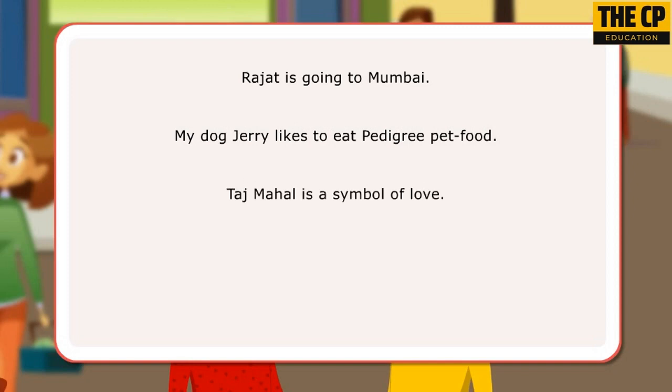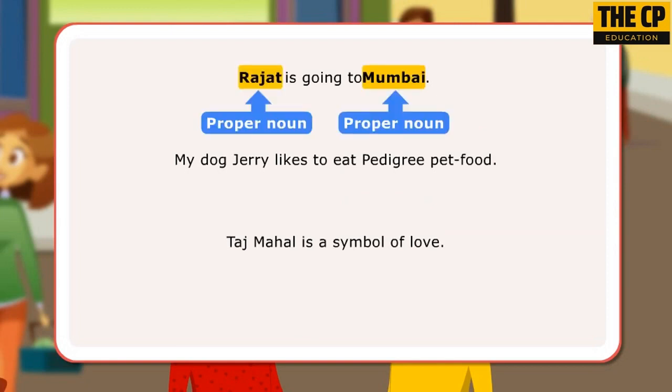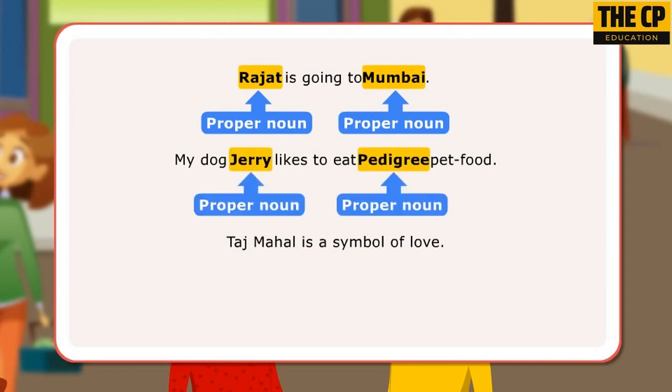In the first sentence, Rajat and Mumbai are proper nouns as they are specific names of a person and place respectively. In the next sentence, Jerry and Pedigree are proper nouns as these refer to the name of a particular dog and a particular brand of dog food. In the third sentence, Taj Mahal is a proper noun as it is the name of a specific monument.